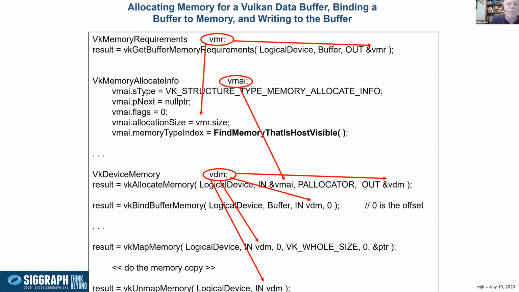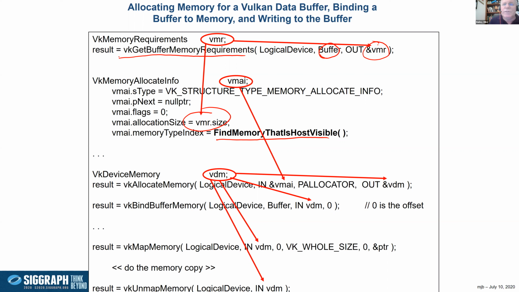So now we have the buffer. We take that buffer and we ask, given that buffer information, what memory requirements are there? That fills this structure, which gets used here. And there's a special little teeny function that's in the sample code. I violated my own rule on helper functions, but it's so tiny and it's right there.